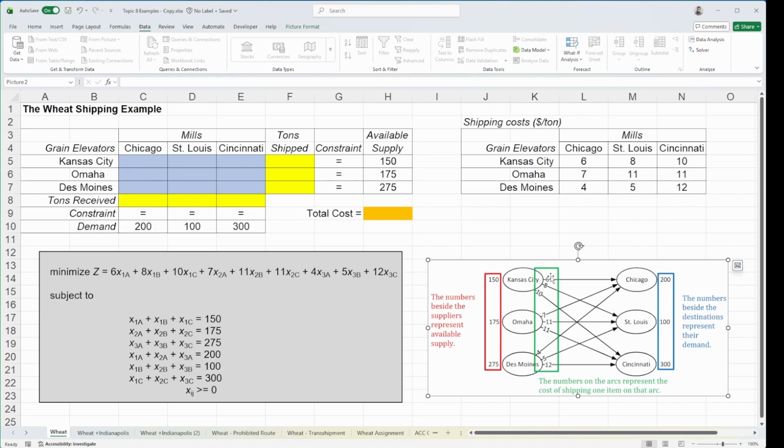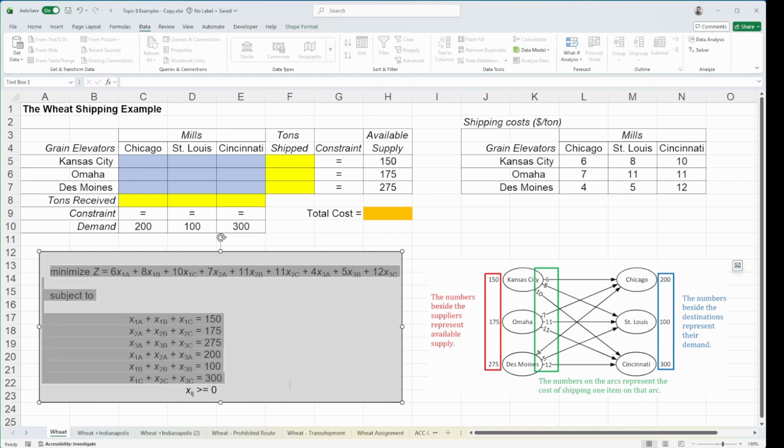So I have the labels on those arcs in the green box showing the unit shipping costs for the arcs, right? For example, to ship 1 ton of wheat from number 1 Kansas City to C Cincinnati, it costs $10. And we have the supply numbers for each supplier in the red box, and the demand numbers in the blue box for each customer.